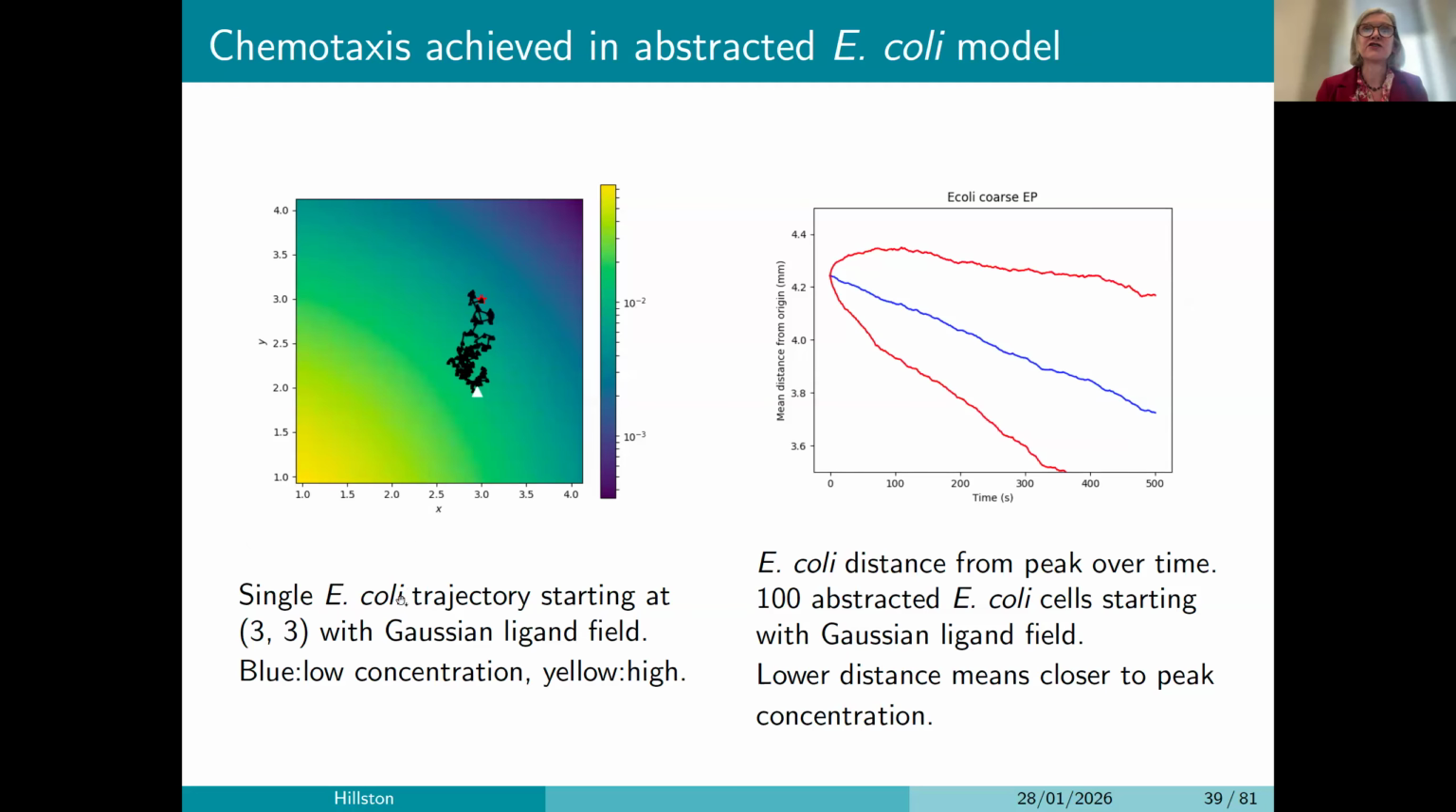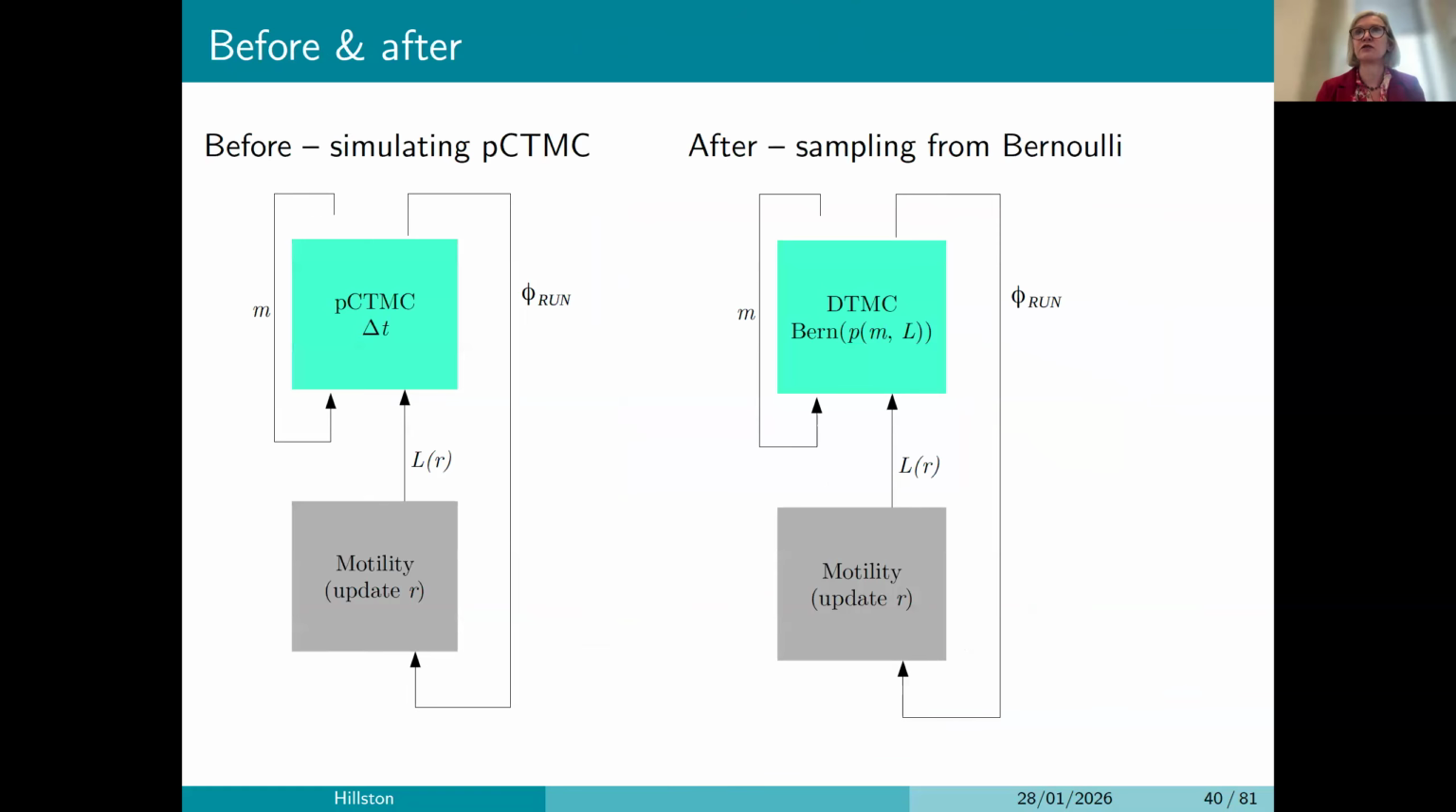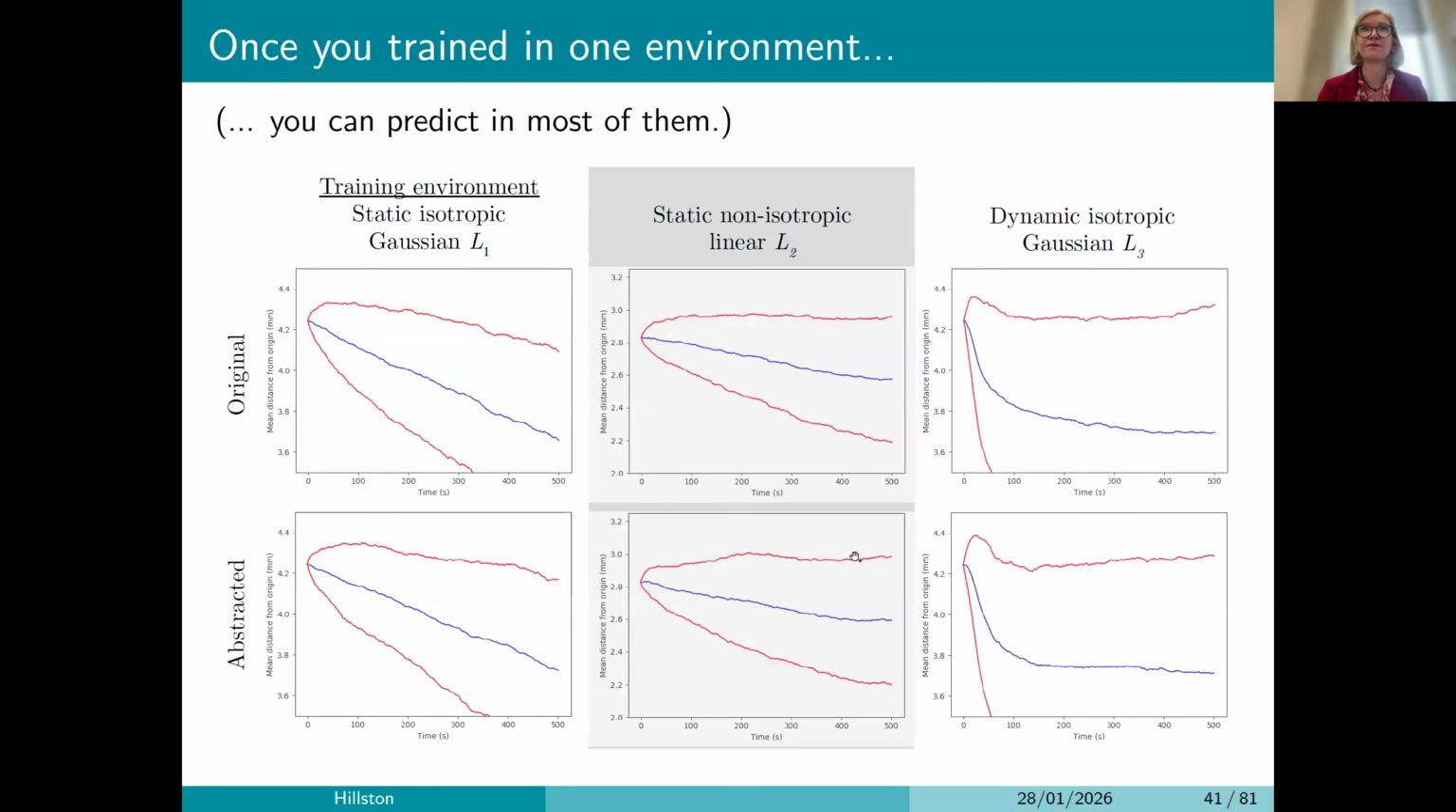If we look at a single trajectory again, here we're starting at the red spot and moving down, and you can see again it's driven by the chemotaxis. We get a similar process when we look at a population: we are definitely moving towards the higher concentration over time, with a certain amount of variation that happens through the individual runs. So previously we were using this population continuous time Markov chain, and we've moved to the DTMC encoded as this Bernoulli trial. But the outer loop is staying just the same.